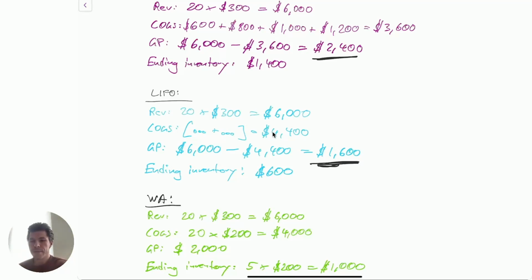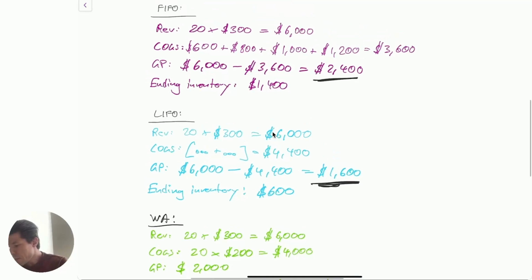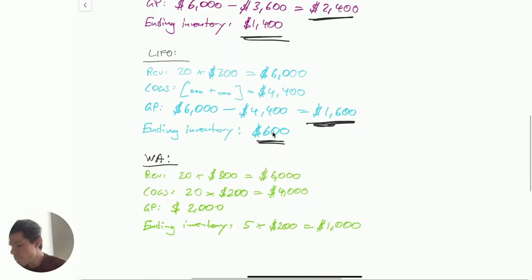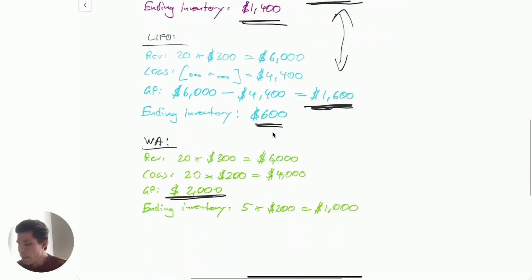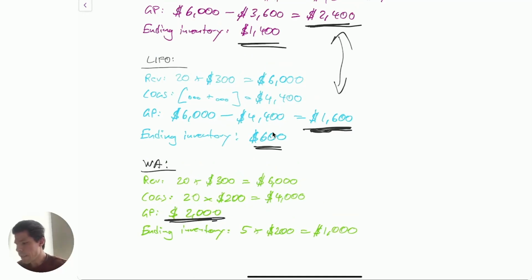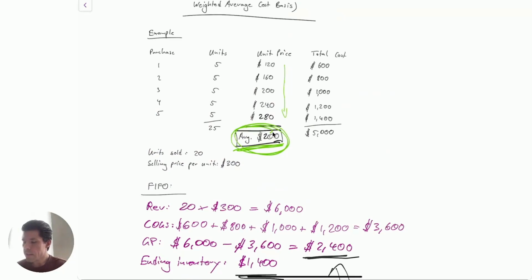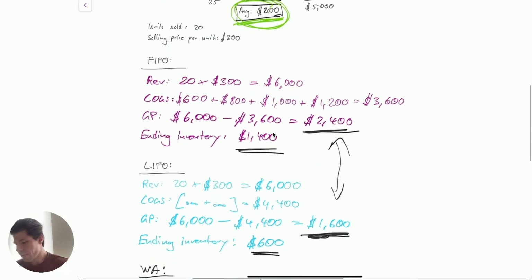From an inventory perspective, it is the opposite: under FIFO your older product with a lower value stays on the balance sheet, and under LIFO your higher inventory value sits on the balance sheet. Weighted average is in the middle. Your gross profit is between 2.4 and 1.6, so it sits exactly in the middle at 2,000, and the ending inventory amount also is between 1.4 and 600. If the unit price decreases, then you would have the opposite effect.